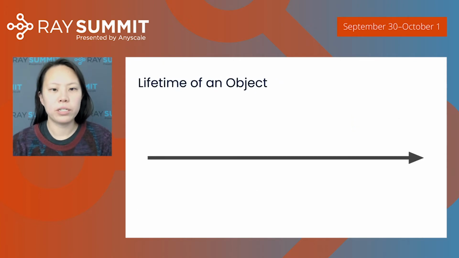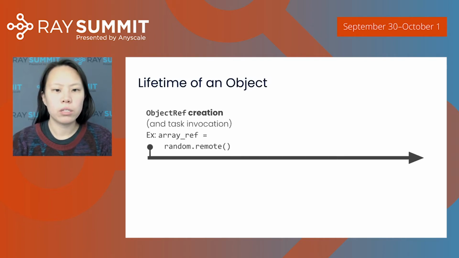So that program looked simple enough, but under the hood, there's actually a series of steps that the system has to take during the object's lifetime. First, the application creates the initial object ref, and this happens whenever a task is invoked, such as with the call to random.remote. From here, the system will ensure that the task eventually gets executed and that the object value can eventually be read.